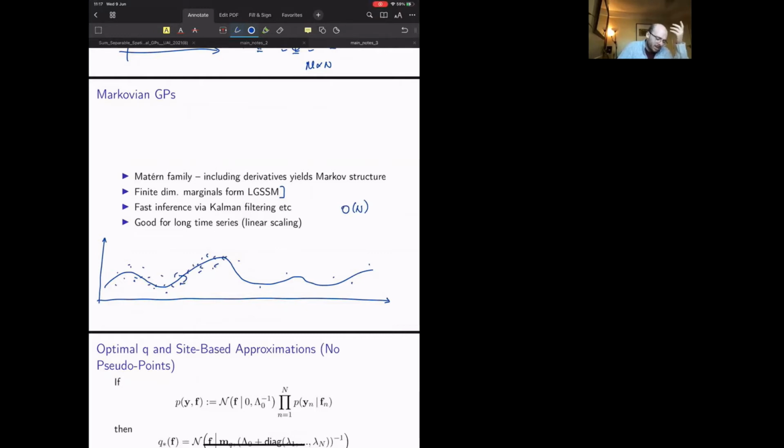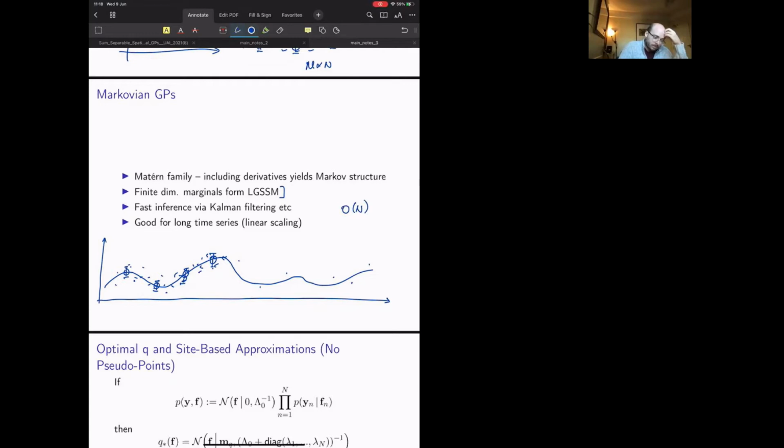Then again, you'd like to have a pseudo-point approximation where you have sensibly spaced pseudo-points to somehow summarize the posterior over your GP. Then hopefully you've still got order N scaling, but maybe the coefficient of the scaling is lower. That would be a nice thing to have, which the Markovian GPs or the state space approximations don't really have by default.